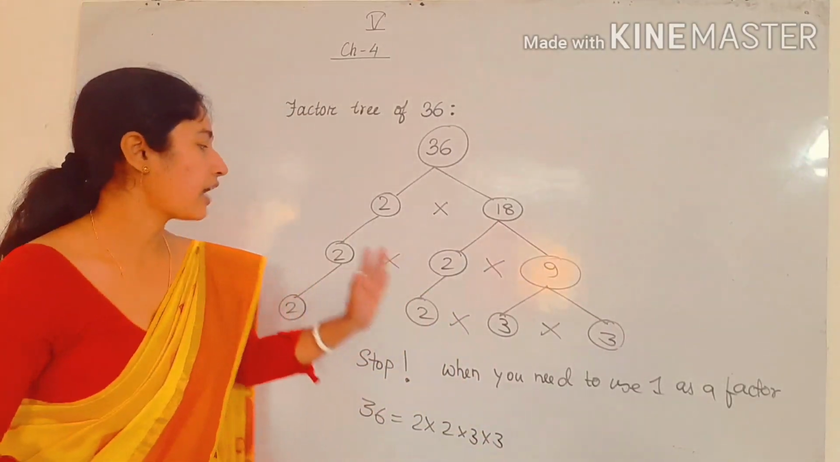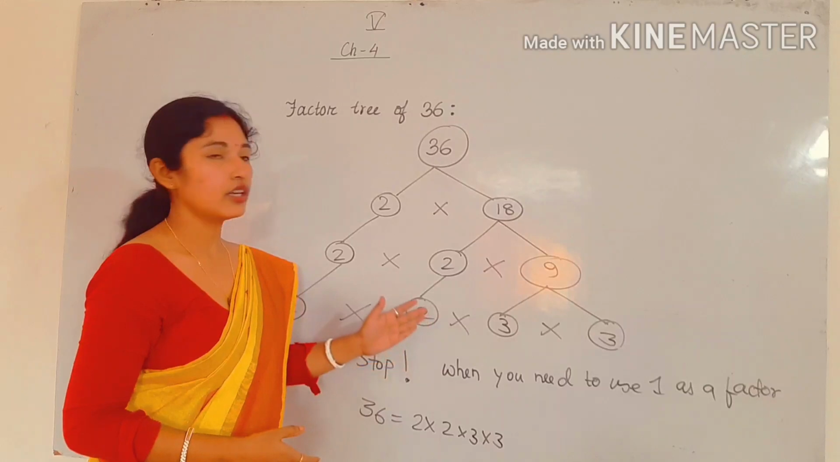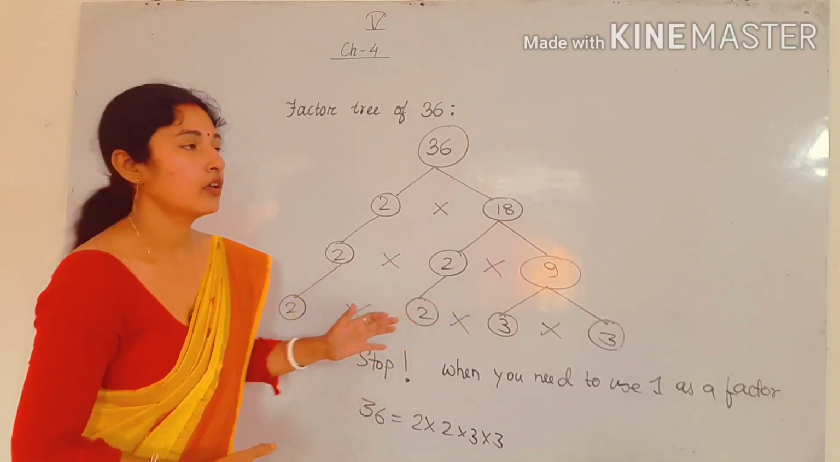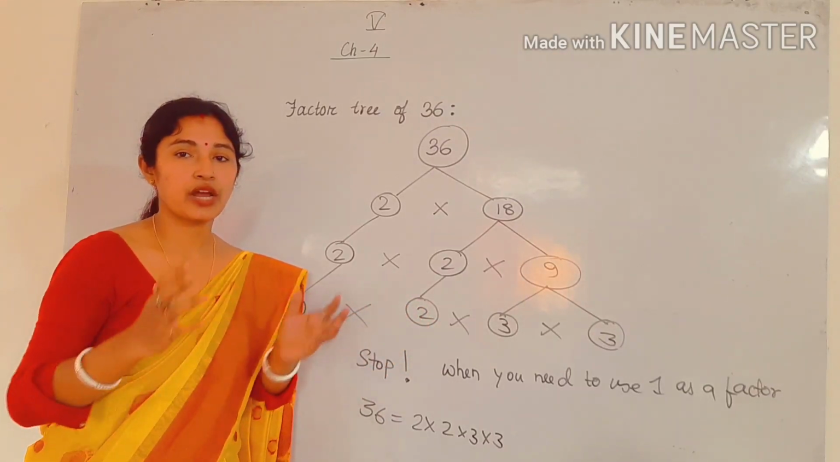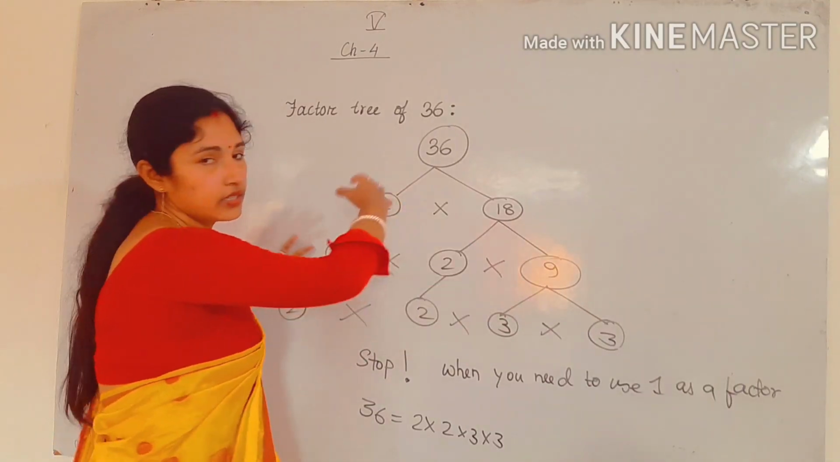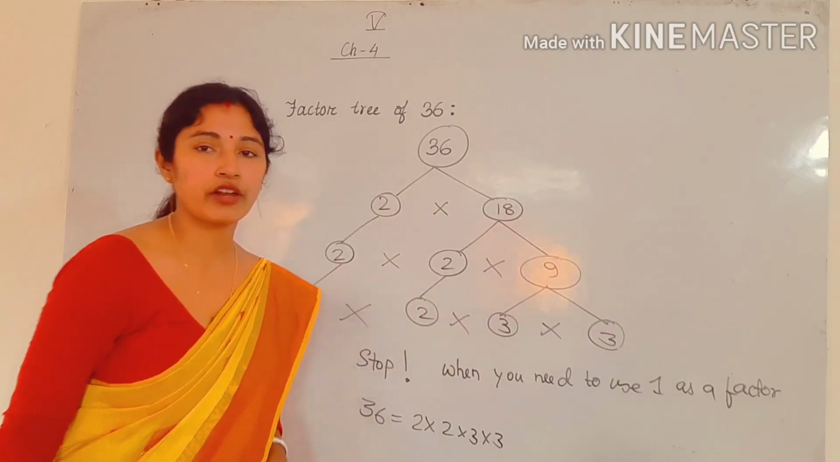See, this is the diagram of a factor tree of a number. Why is it called a tree? Because you know the tree also has branches, like that. This is a tree type structure, that's why it is called a factor tree.